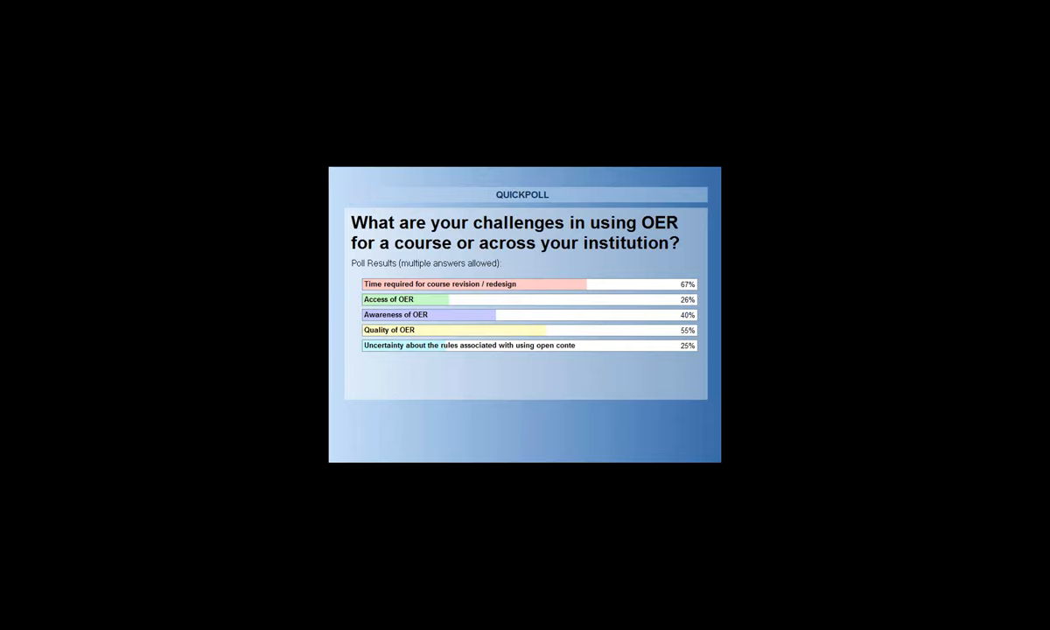Okay, so interesting. So it looks like the top is the time required for course revision and redesign. That's a very common one that we hear about. Looks like quality of OER content, a big concern we hear, and awareness and access certainly are large factors as well. So seems like pretty good, consistent reaction or sort of sense of things from this group as well.